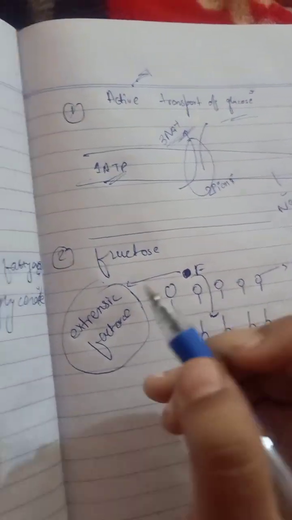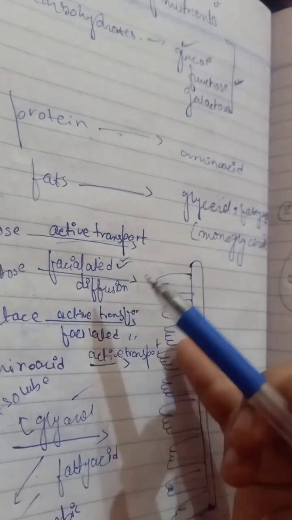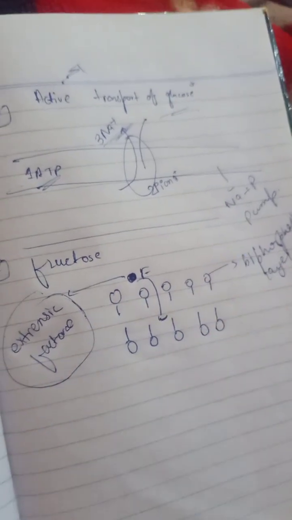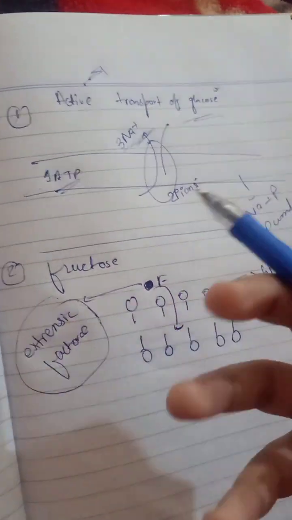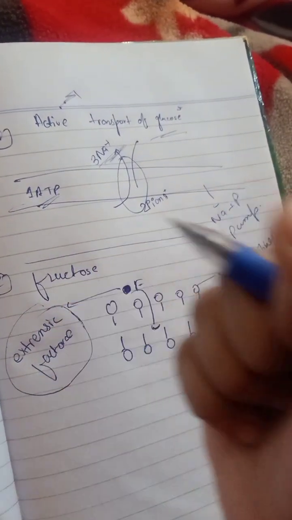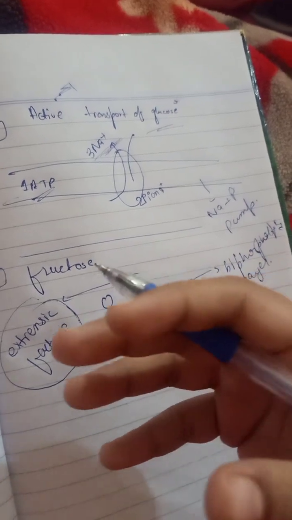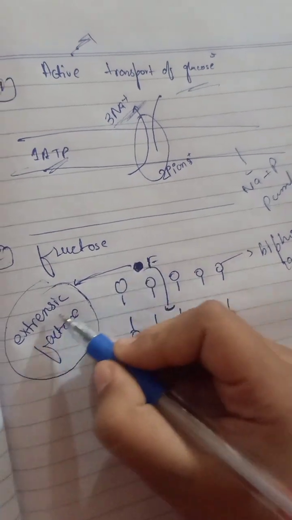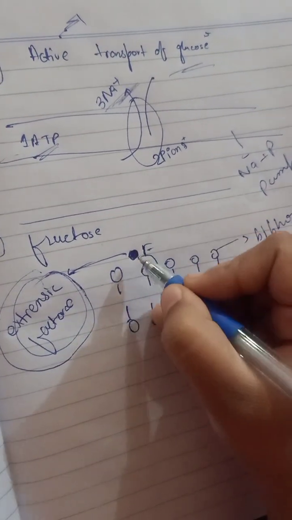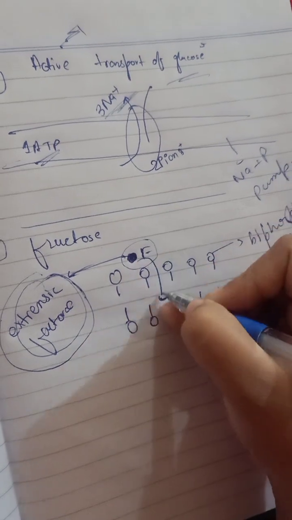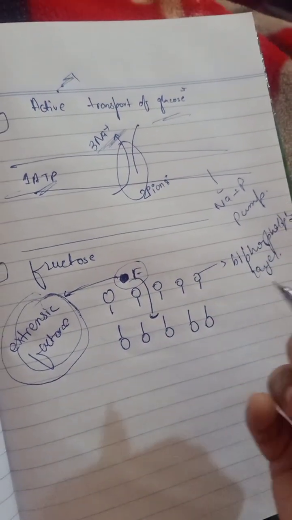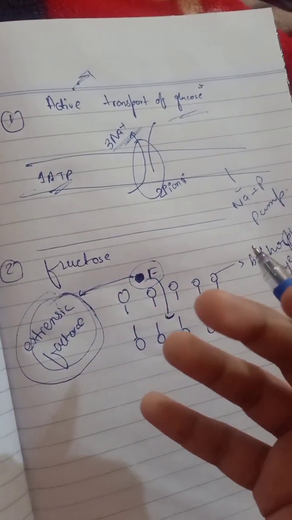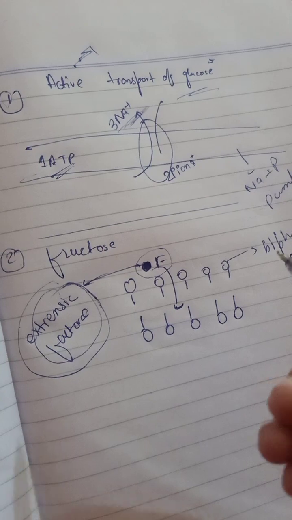As I told you, fructose will move through facilitated diffusion. So what is facilitated diffusion? It is a diffusion where absorption occurs through a carrier that takes the molecule in. Here we have a carrier, a channel protein, through which the fructose is moving inside the bilipid layer of the cell membrane.